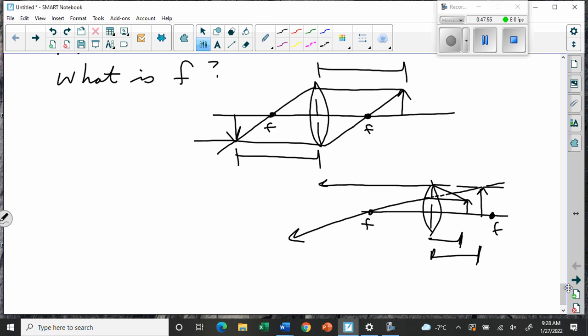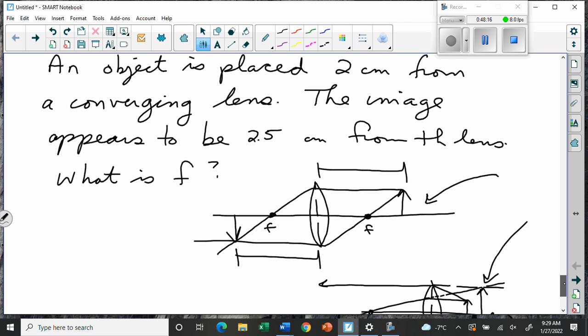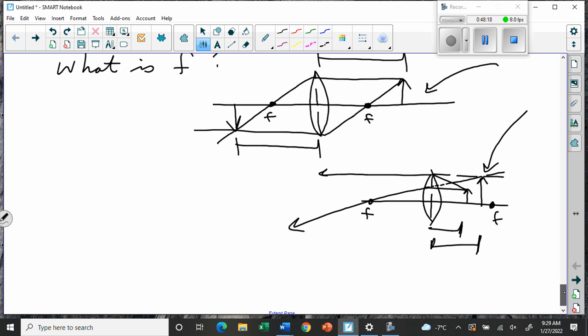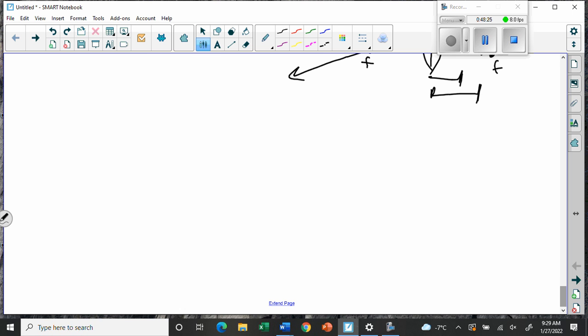So we should be thinking that the object is inside of F instead of outside of F, which means when we use our DI, we would have to use a negative number. Okay? So you see how you can't just memorize negative, positive. You have to think about the scenario and try your best to match whatever the numbers are in the question with a sketch or a picture to give you an idea of whether you should be using a plus or a minus.